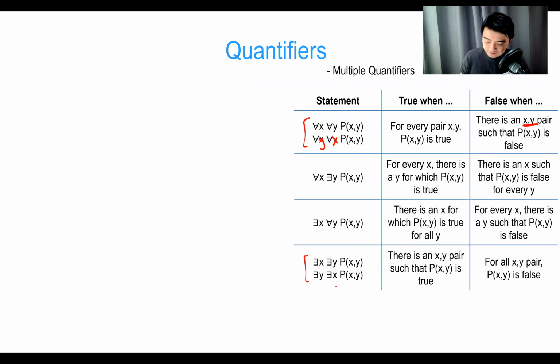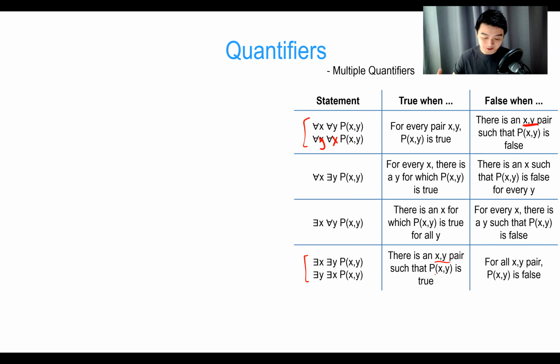Similarly, with existence, if we say there exists x, there exists y, it's basically shortened to say there exists a pair x and y such that p of x, y is true. So when is it true? When I find one pair of x and y so that p of x, y is true. But how do we show it's false? We have to show somehow that every single pair of x and y comes out to be false. I hope those are pretty straightforward. Those are just extensions of the basic quantifiers that we talked about before.